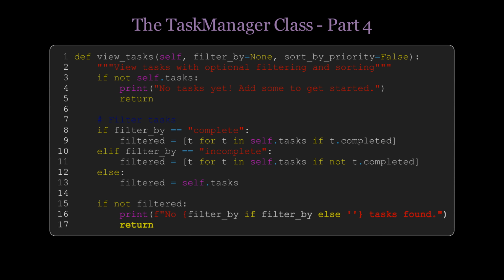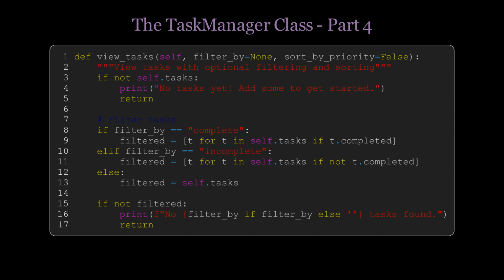Now let's add methods to view our tasks. We need to display all tasks, or filter by completion status. We'll also add sorting capabilities to organize tasks by priority. The view_tasks method accepts optional parameters for filtering and sorting. First, we check if there are any tasks at all. If not, print a friendly message and return.